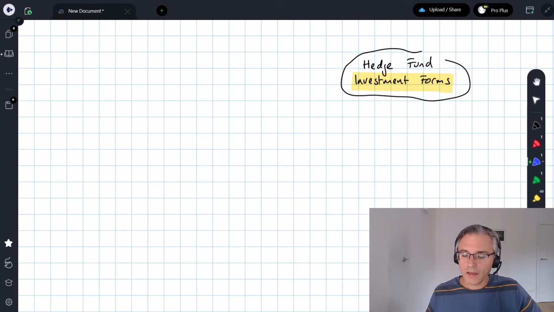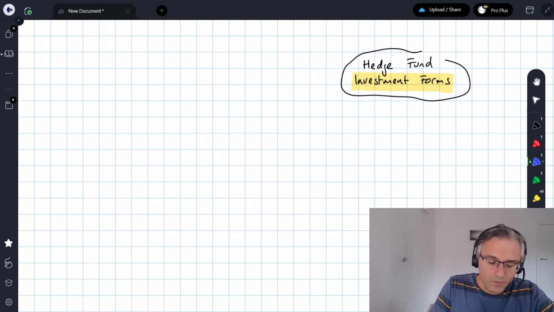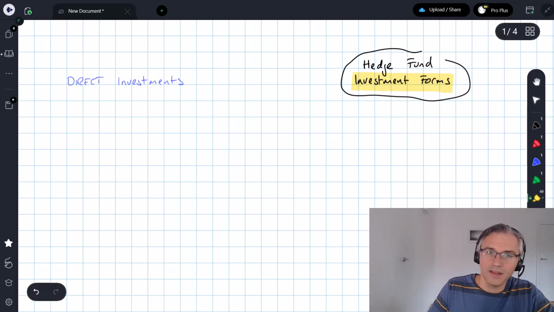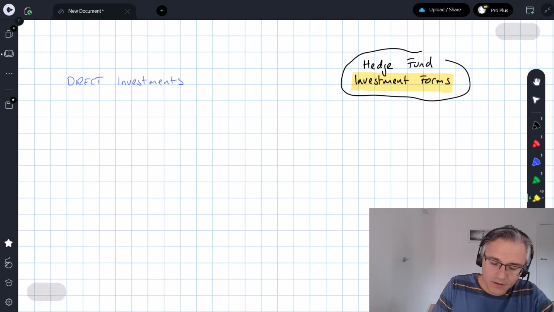Okay, let's get cracking with the topic. We're going to start off with what your book describes, direct investments, and of course later on we'll talk about the indirect investment forms as well.